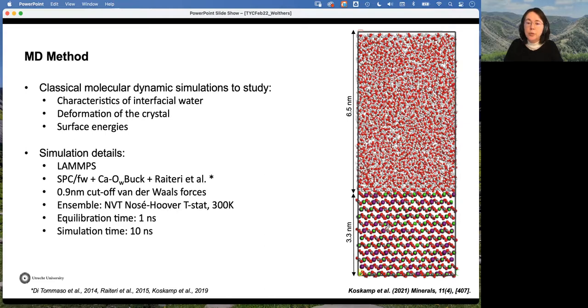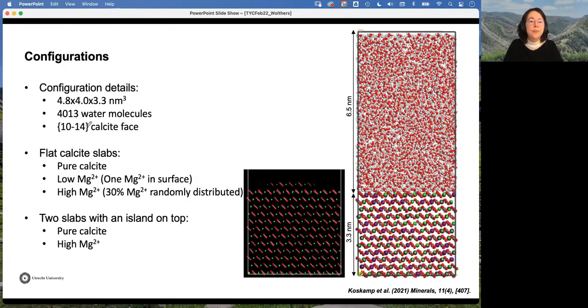There's some purple magnesium. So this was the high magnesium crystal replacing the green calcium ions with a water layer on top. So this is the size of our little calcite slab. We had just over 4,000 water molecules, and we are looking at the 10-14 calcite phase, which is the dominant exposed calcite phase in most of the experimental work because it's the cleavage plane. So if you would hammer down a bit of calcite crystal, you will get these 10-14 phases exposed.